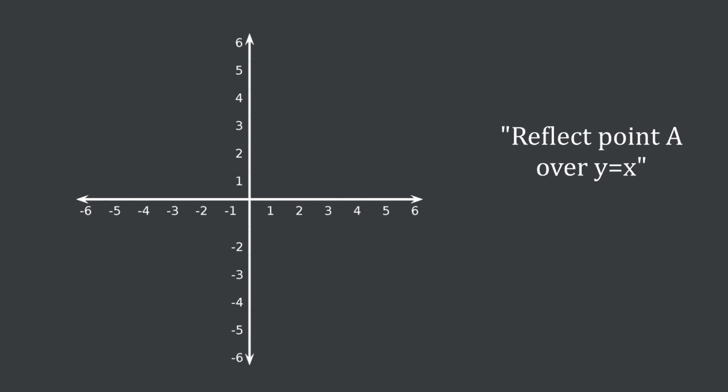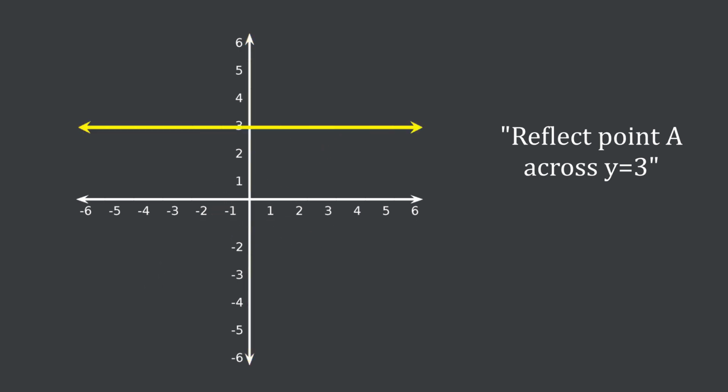Sometimes you may see this. Reflect point A over y equals x. This is essentially saying the line of reflection is a diagonal line. It may look hard, but all you need to do is swap the x and y coordinates for each point. Sometimes, a problem may declare the line of reflection is on a number, like y equals 3. Don't get this confused with the y-axis, because y equals 3 passes through y3.